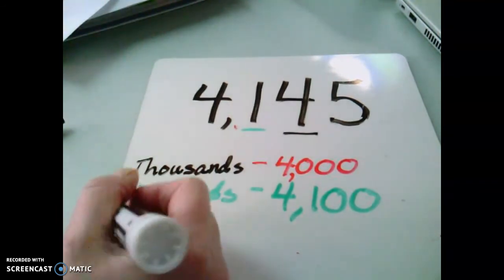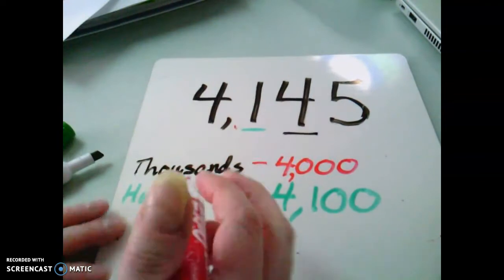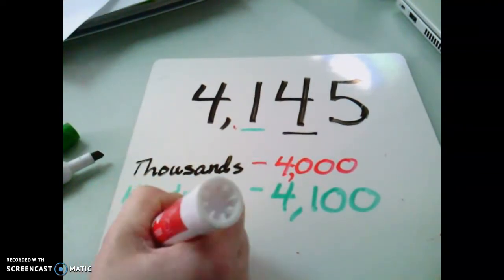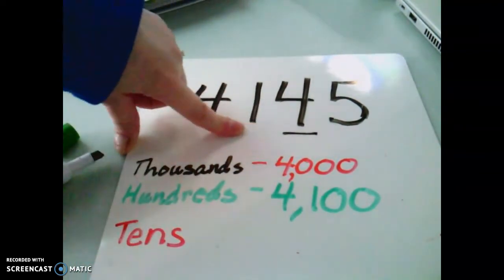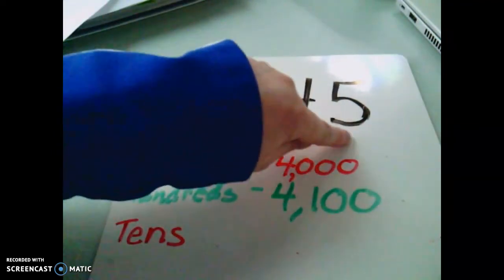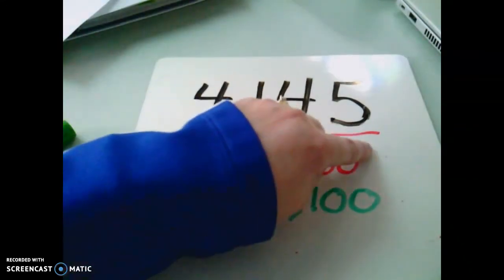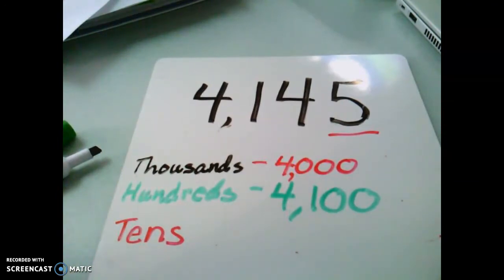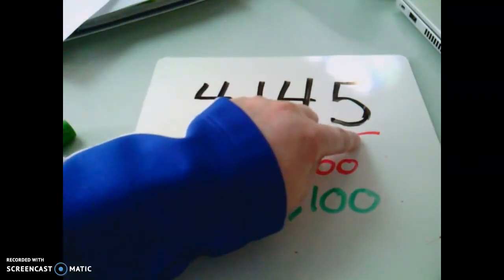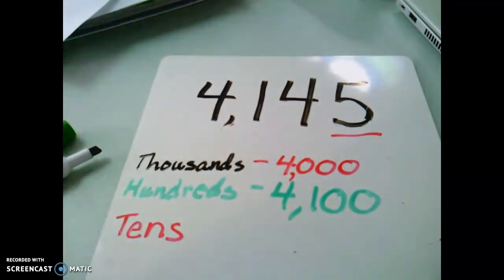Now we're going to round to the nearest 10. So to look at this, this is our tens digit, which means I have to look here. Now, if the ones place is 0, 1, 2, 3, or 4, we round down. If it's 5, 6, 7, 8, or 9, we go up. It's a 5, so that means our tens number is going to get rounded up.